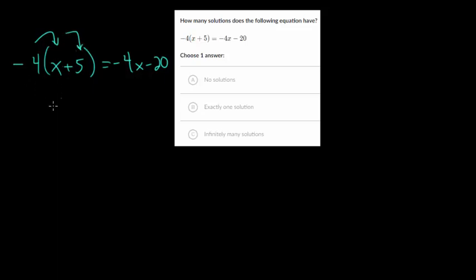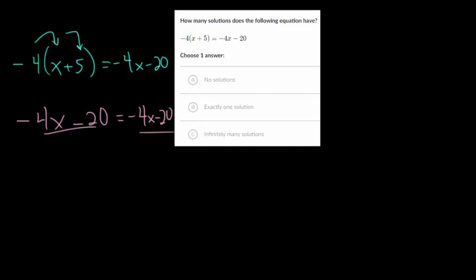So we have minus 4 times x, which is just minus 4x. Minus 4 times positive 5 would be minus 20. And we get minus 4x minus 20. Now, from right here, we actually do know the answer. We have something is equal to itself. We have the exact same thing on both sides. So that's going to be infinitely many solutions.